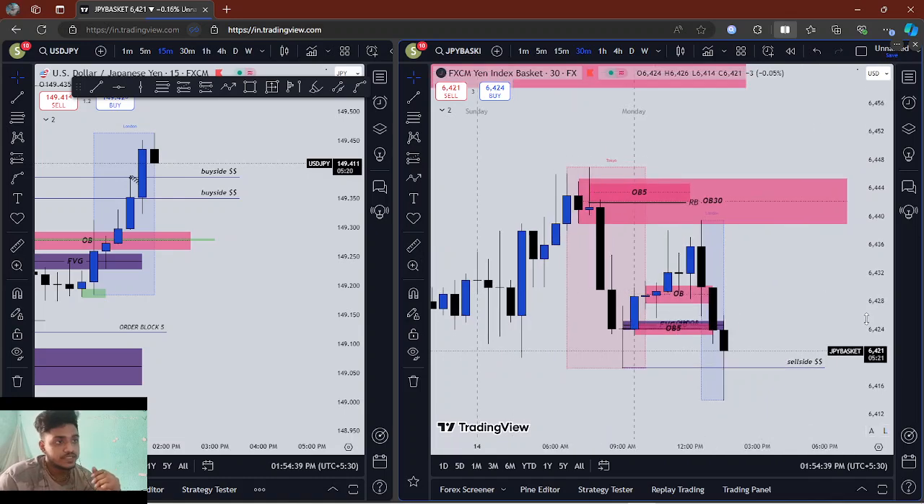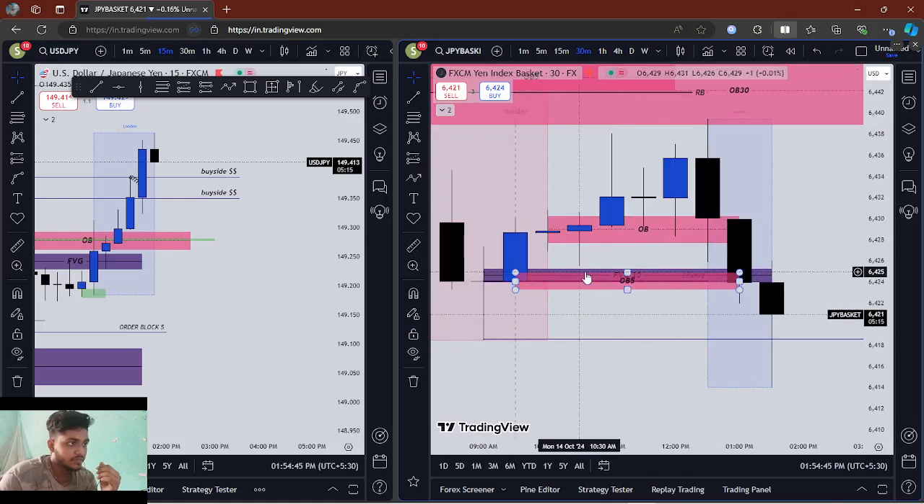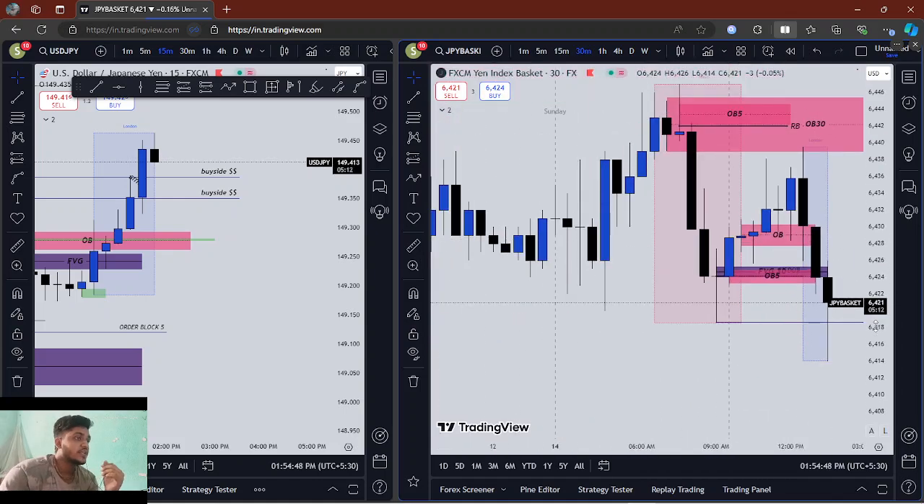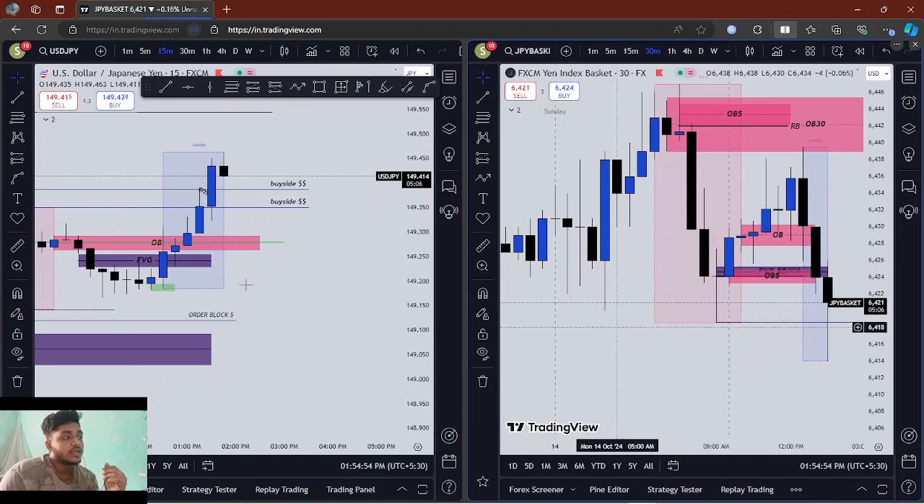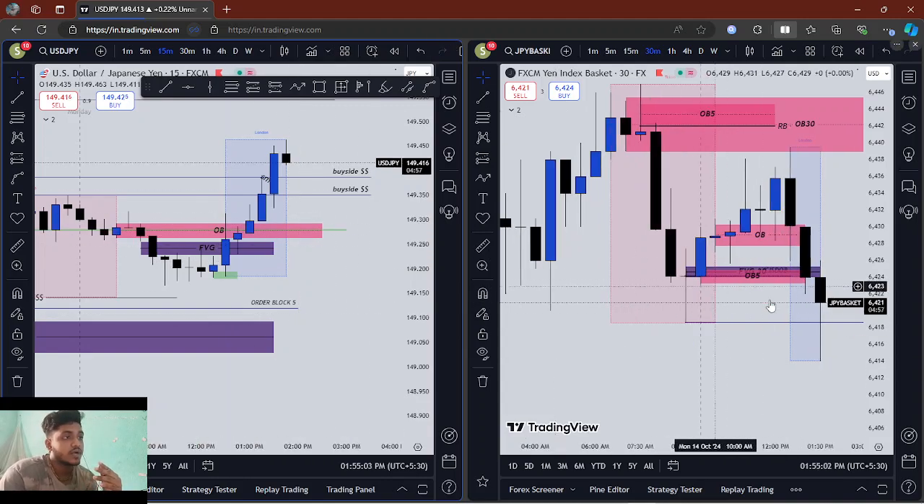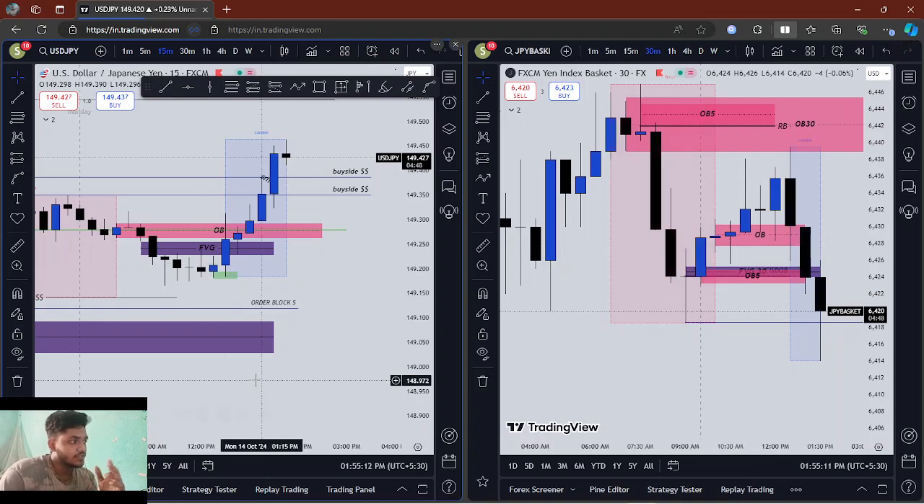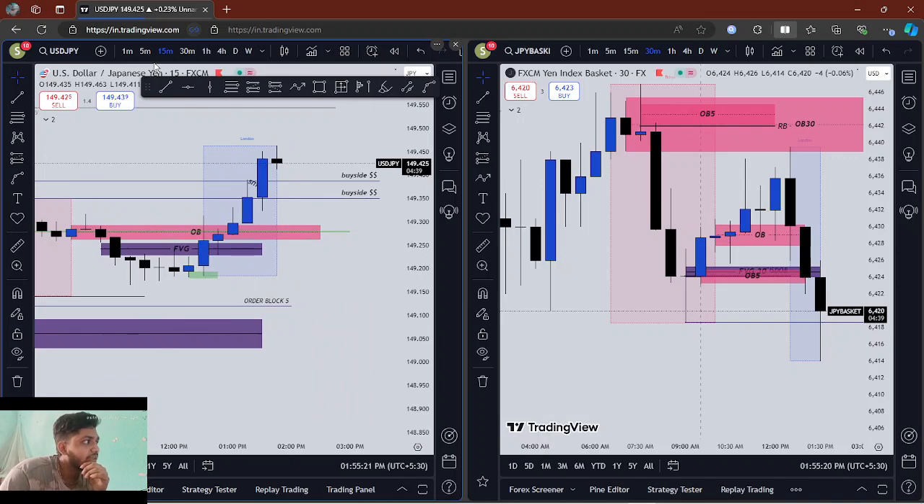What I was anticipating, I had this order block here and a 30 minute FVG here. This is inversely correlated with USDJPY. My initial understanding was that price would push lower first and then push higher. So I was thinking this one should go higher and then come lower. Sorry, I made a mistake here. This should come lower and this should go higher. Okay, whatever.